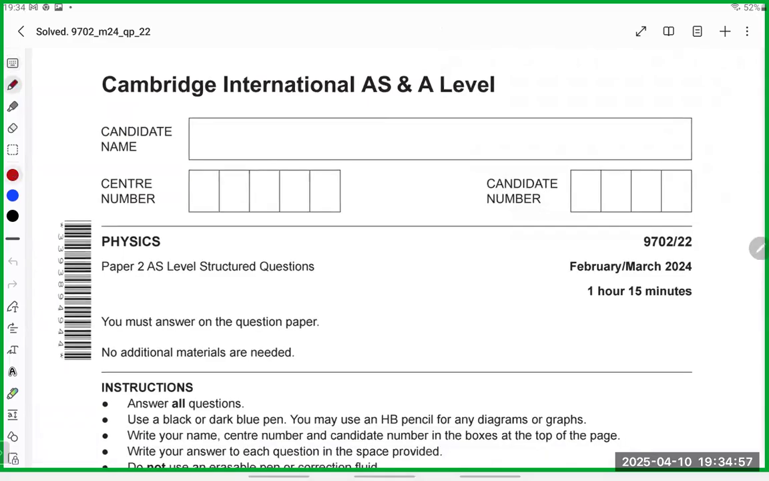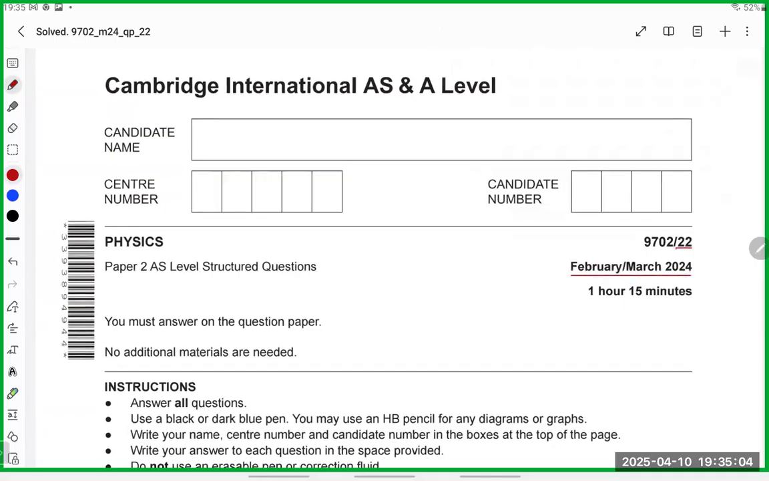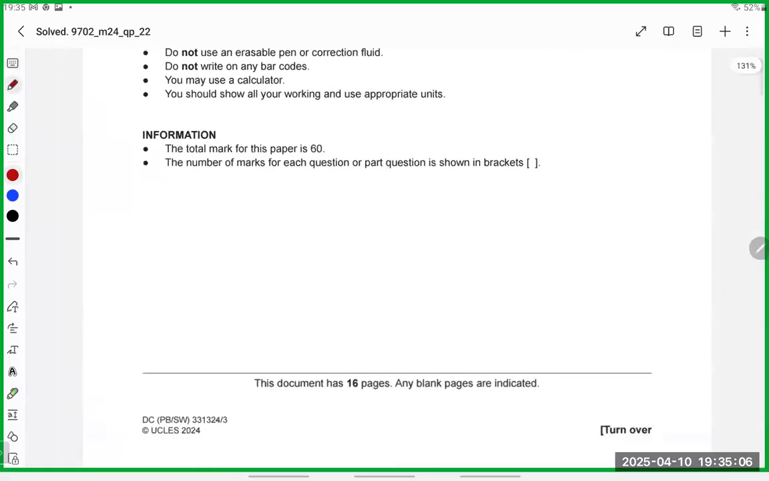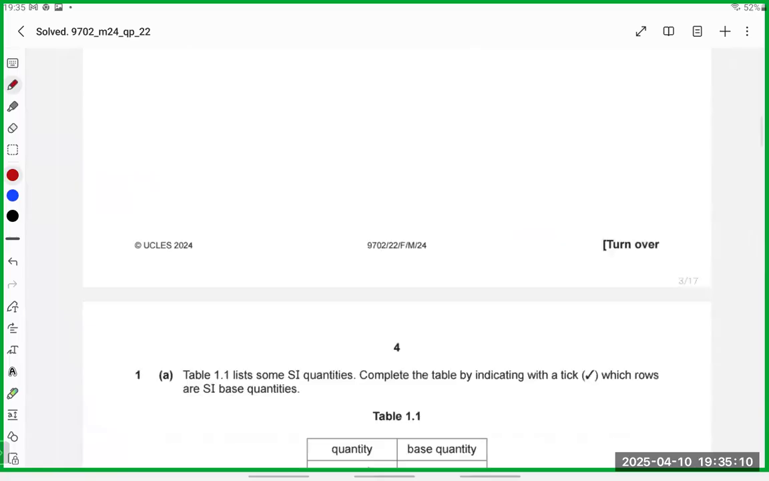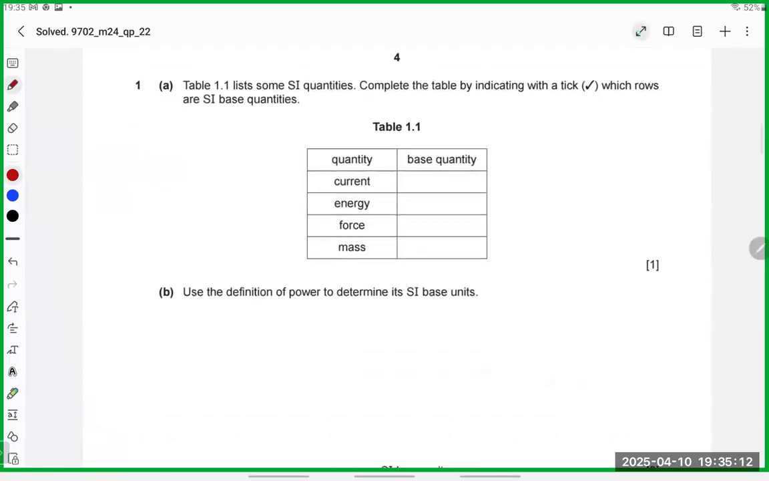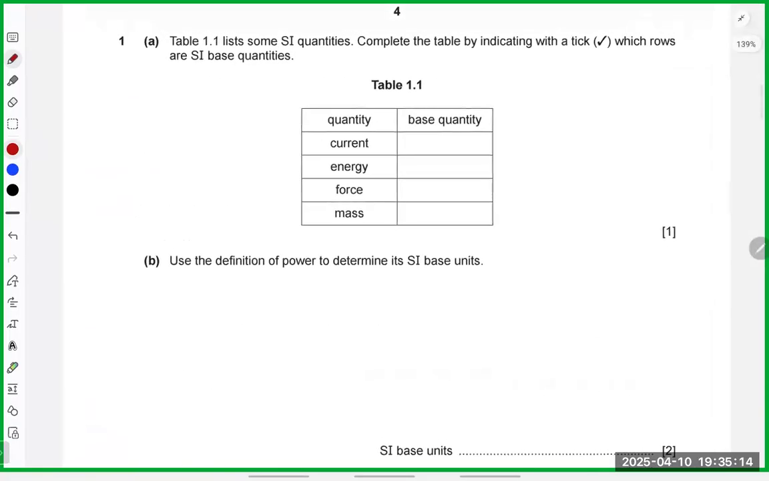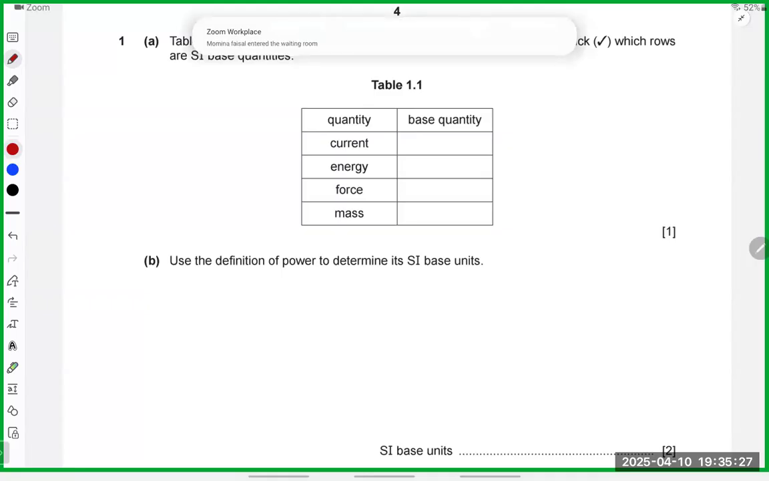Okay, today we are solving February March 2024 paper 22. Okay, and we start with question number one. Read the question very carefully. It says table 1.1 lists some SI quantities. Complete the table by indicating with a tick which row is an SI base quantity.